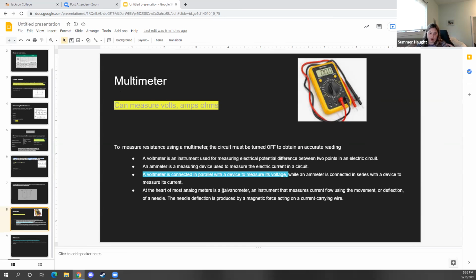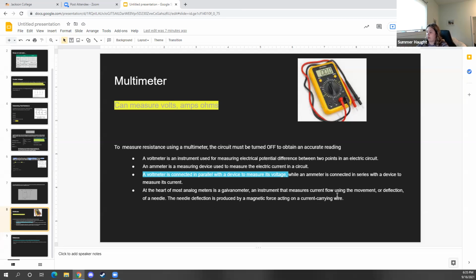That's a procedural thing to recognize the difference between voltmeters and ammeters, besides the fact that they measure different things. A voltmeter is connected in parallel with the device, and an ammeter is connected in series with the device to measure its current. At the heart of most analog meters is a galvanometer. It's an instrument that measures current flow through the movement or deflection of a needle, and the needle deflection has to do with magnetic forces and magnetic fields.